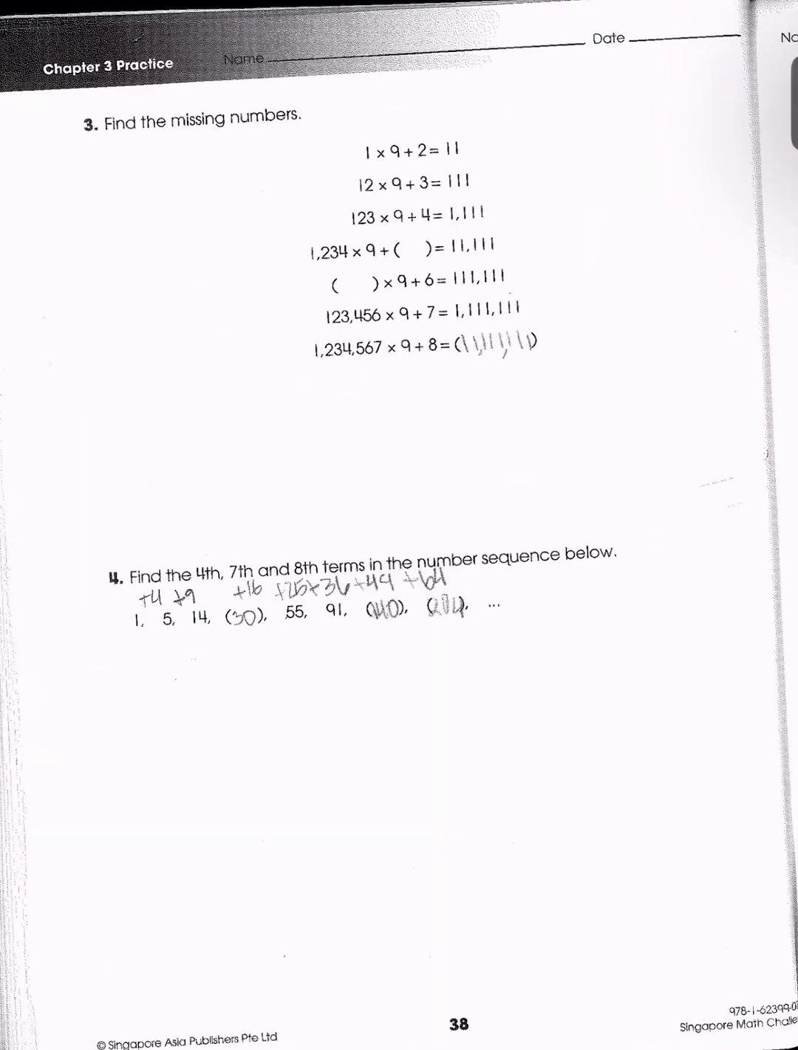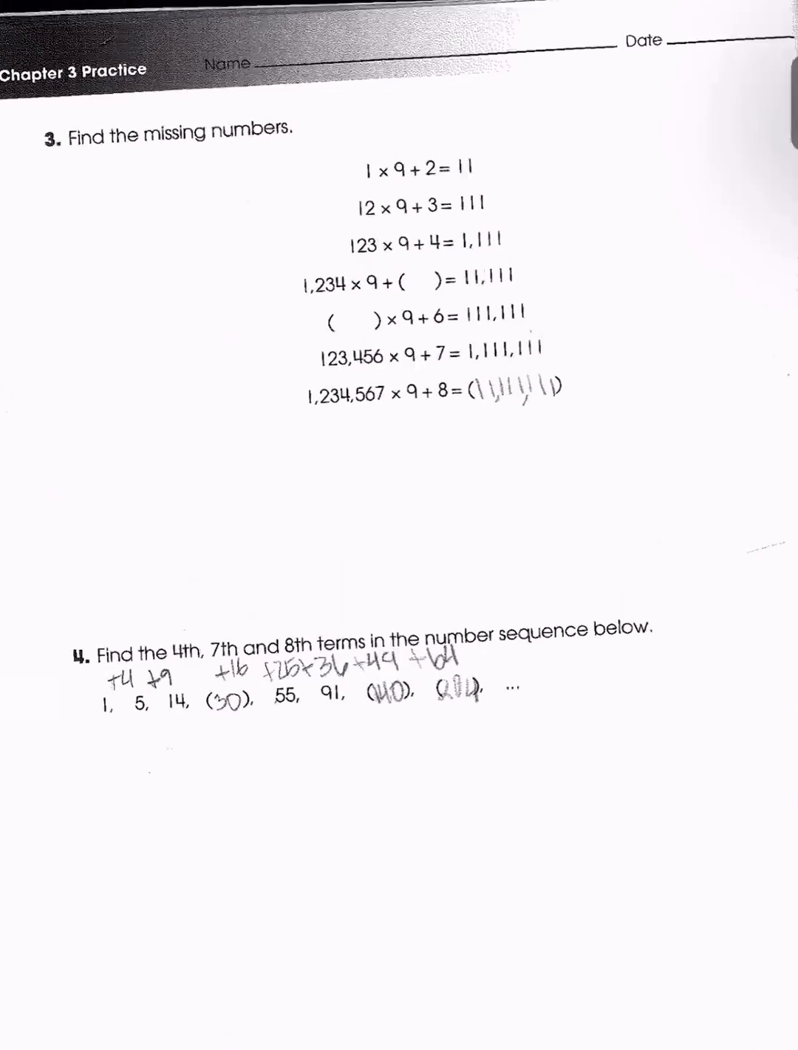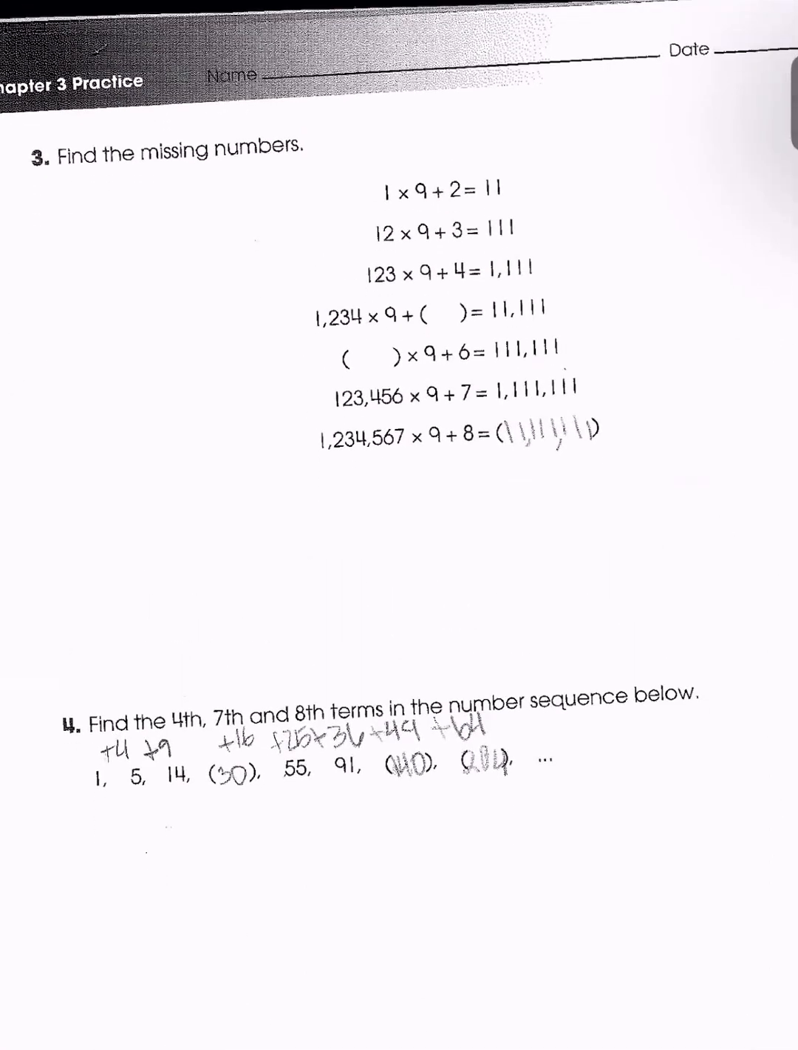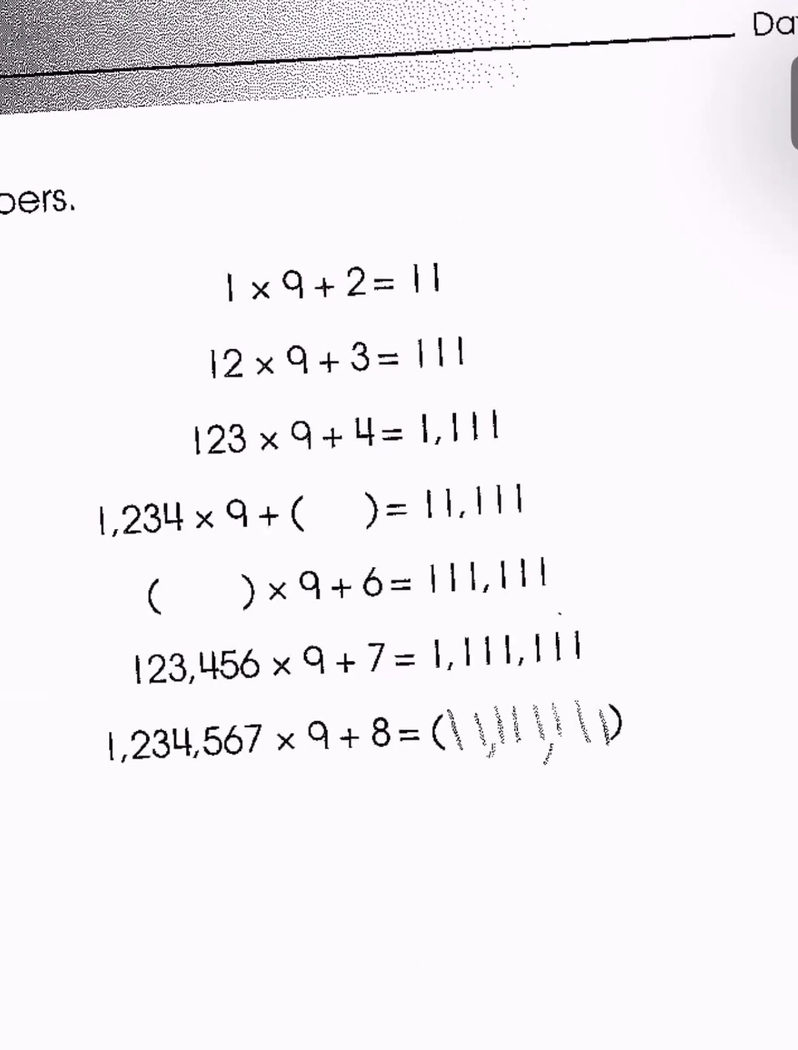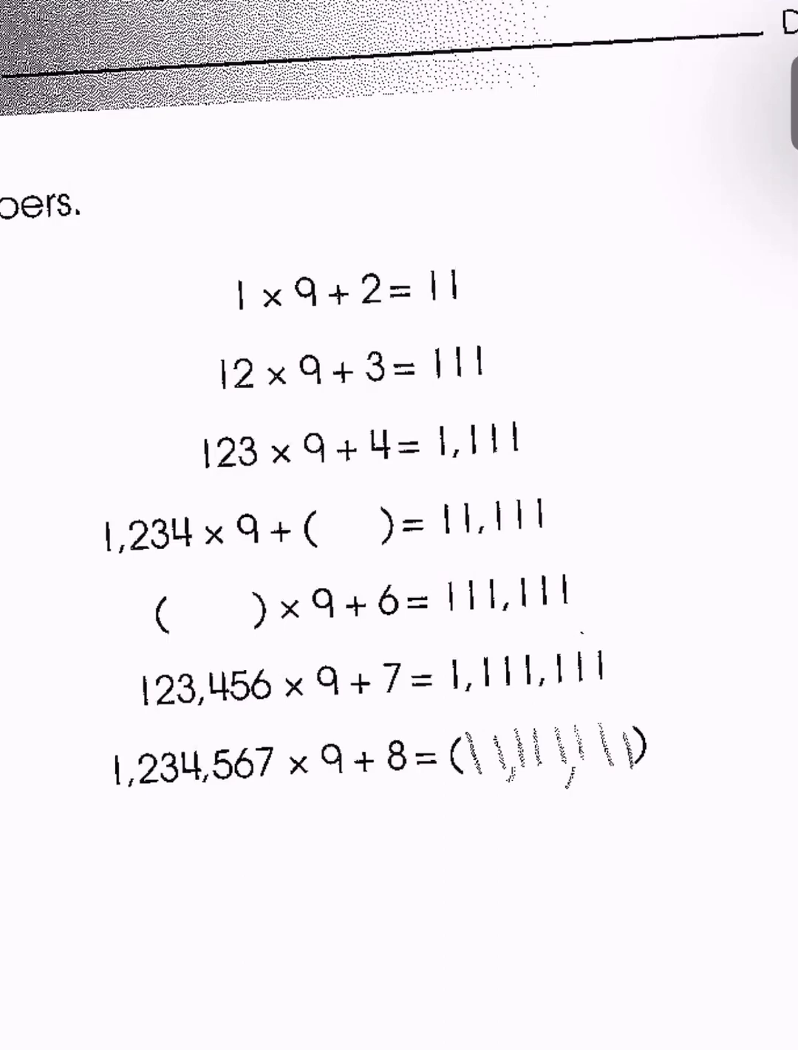Now we're going to look at problem 3. And so in problem 3, it says find the missing numbers. So we have 1 times 9 plus 2 equals 11. Then we have 12 times 9 plus 3 equals 111. Then we have 123 times 9 plus 4 equals 1111.